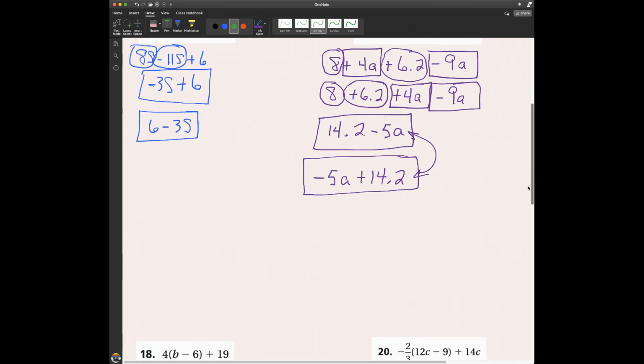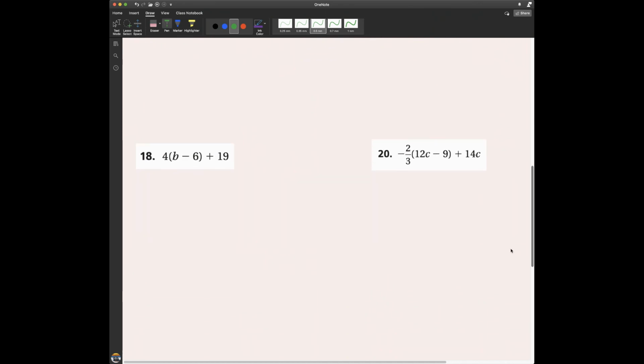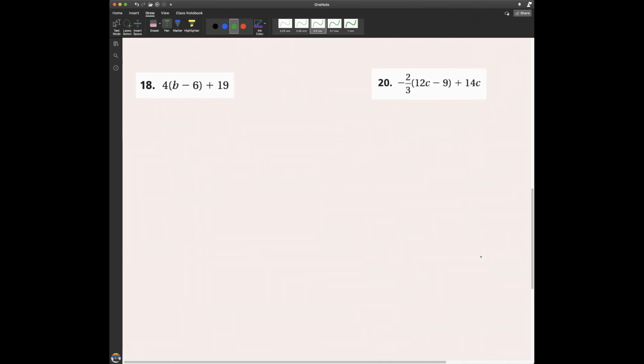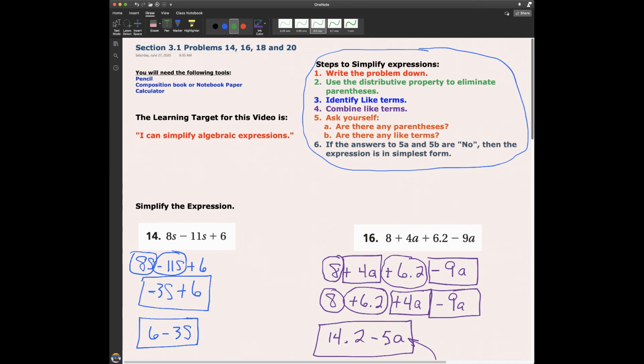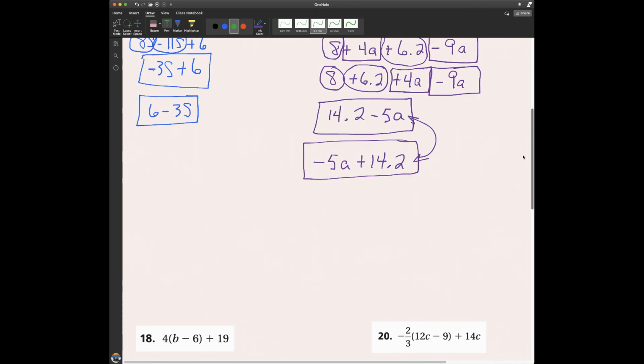All right, let's move down here and let's look at number 18. So let me write the problem down. 4 times b minus 6 plus 19. All right, and let me go back up real quick. It says use the distributive property to eliminate parentheses. So let me do that.